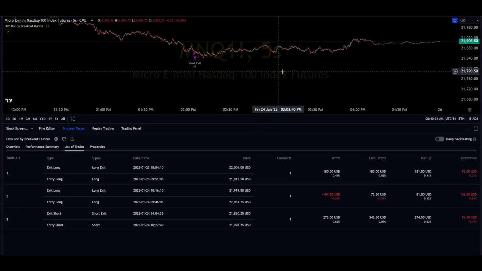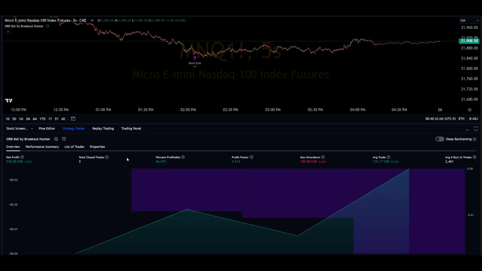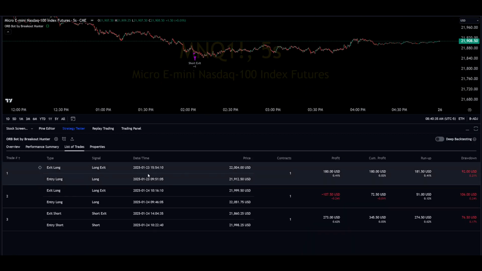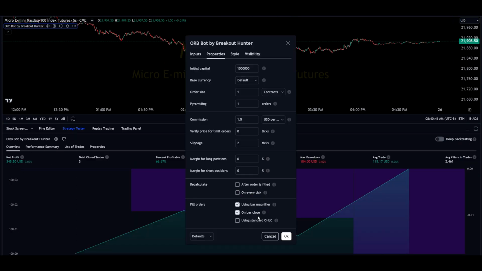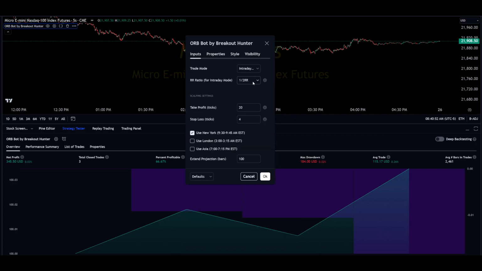So right now we're using a 5-second candle chart, right? So it's only going to have trades from the 23rd to the 24th. And we made with 1 micro NQ. This is set to 1 micro NQ on bar close using bar magnifier. 1 contract, $1.50 per contract for commission and 2 ticks on slippage. We are using a 1.2 RR risk to reward on the intraday setting.